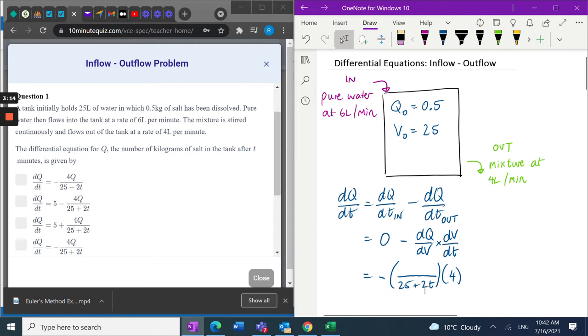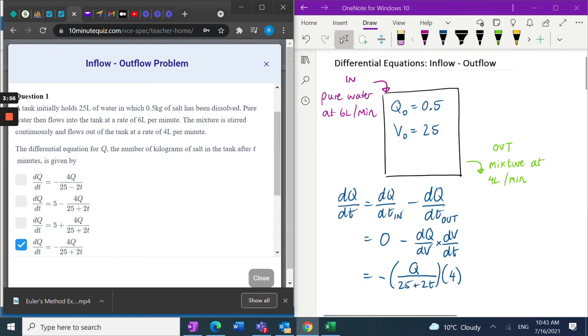And how much salt are we losing per liter? Well, the amount of salt in the tank is Q. That's the definition of Q, the number of kilograms of salt in the tank. So our dQ/dV is going to be Q divided by the volume at any time, which is 25 + 2t. That is the tricky part to work out, particularly in this case where the volume is actually changing as a function of t. But that's the idea with this type of question. We've got a differential equation, we could look through our options and recognize which one it is. And that's it for this question.